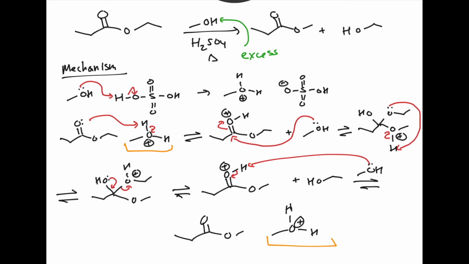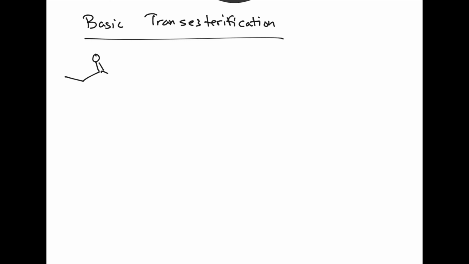All right. Next up, the basic transesterification. All right, so we've already seen some examples. Pretty straightforward. You have your ester, you add an alkoxide, and then you make your new ester, plus you generate another alkoxide.